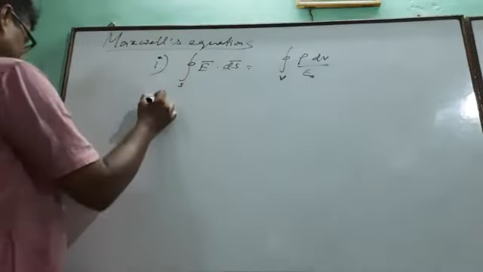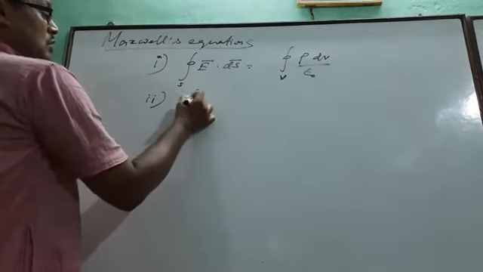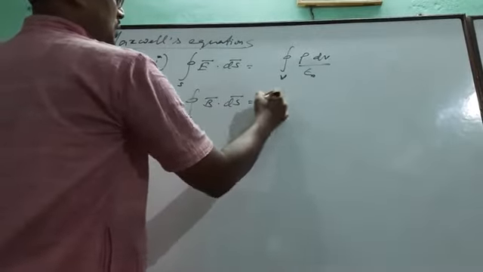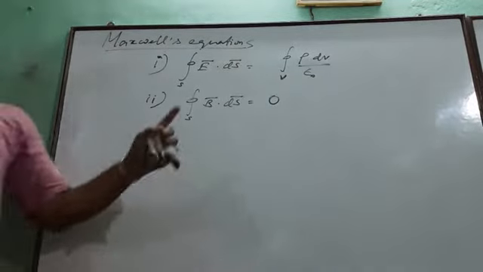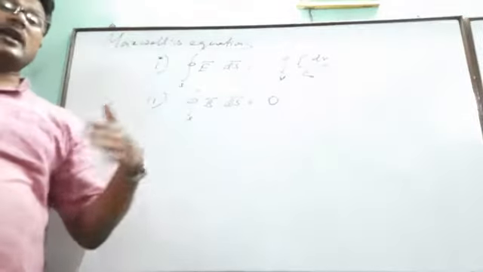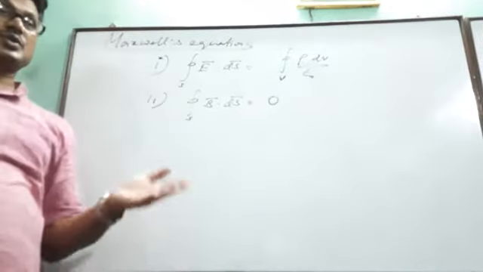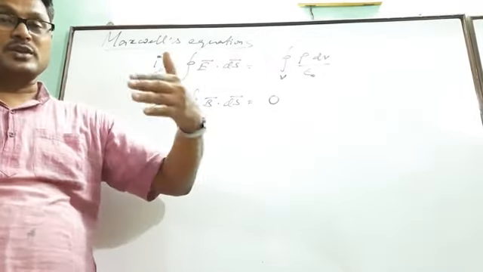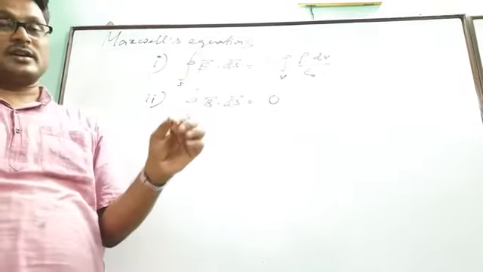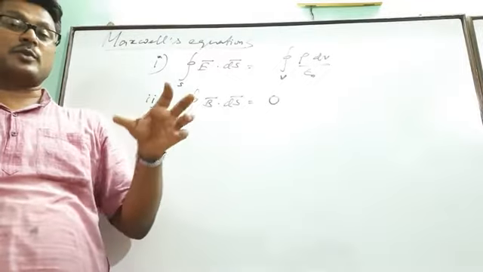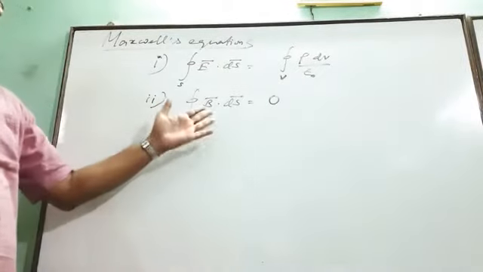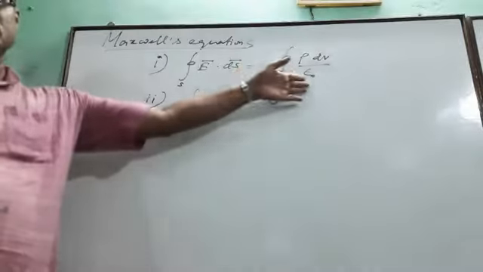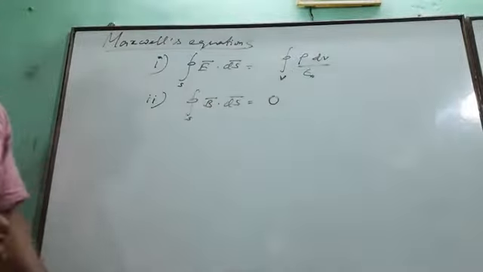Now number two, closed surface integral of B dot ds equals 0, because we know that the magnetic lines of force are closed. So whatever number of lines of force come out from any closed surface will obviously enter there. So the total flux coming out from a surface will be 0. This is also Gauss theorem, in magnetostatics. The previous one is Gauss theorem in electrostatics.